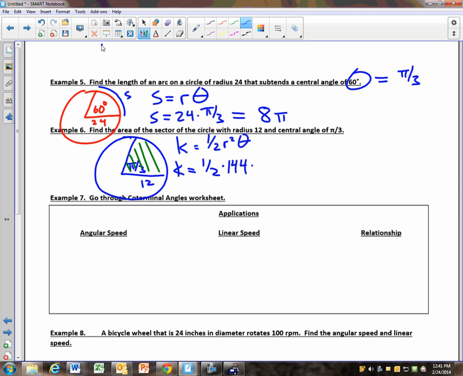Pi over 3, so we convert it to 60 degrees, right? No. That's what people like to do because they think they have to convert it. If it's already in radians, let it be. Just use the pi over 3. And away we go. What's 1/2 of 144? 72 times pi over 3. What's 1/3 of 72? 24 pi. Done. Those are your two formulas at work. On the test, if you'd like to write the answer in decimal form, I would accept decimal form as well. If you'd like to write in terms of pi, that's fine too.